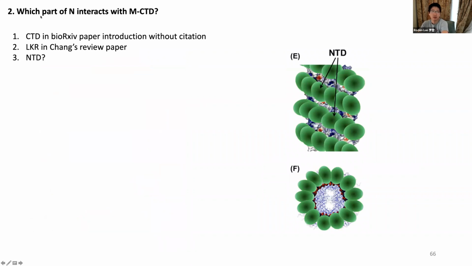The second question is which part of N interacts with N-CTD? After the membrane, there is a 4 nanometer layer formed by M, and then it's the N-RNP complex. But what is the interaction there? Possible answers are CTD, that's in the bioRxiv paper, but without citation. The LKR in Chong's case review paper, but no reference as well. And if we see from this structure, the NTD is at the outer side of the helix, so might be NTD as well.